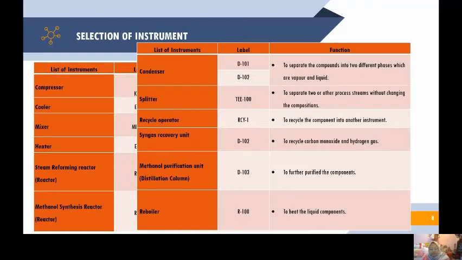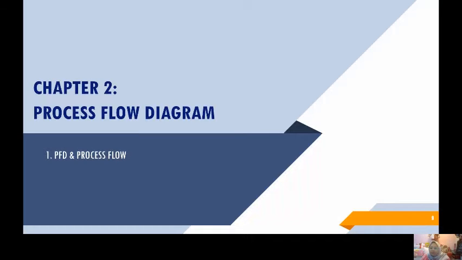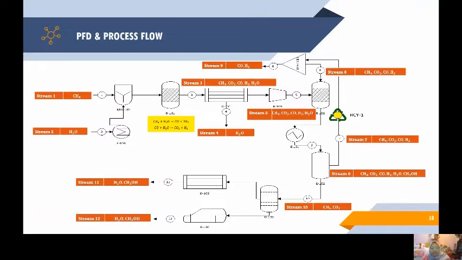So the selection of instruments for methanol production consists of compressor, cooler, mixer, heater, steam reforming reactor, methanol synthesis reactor, condenser, splitter, recycle operator, syngas recovery unit, methanol purification unit, and also reboiler. So now let us move on to Chapter 2, which is the process flow diagram.